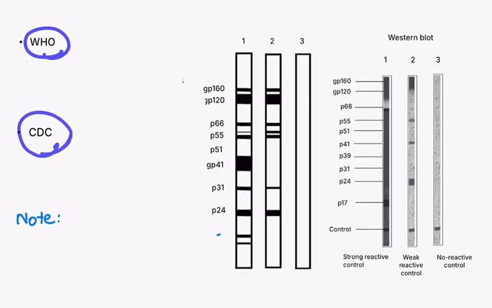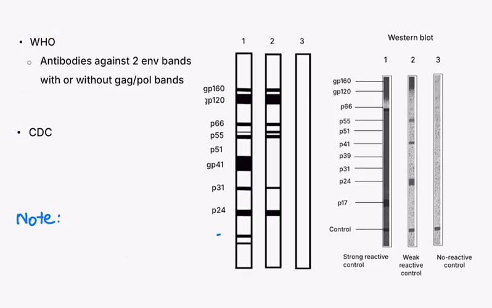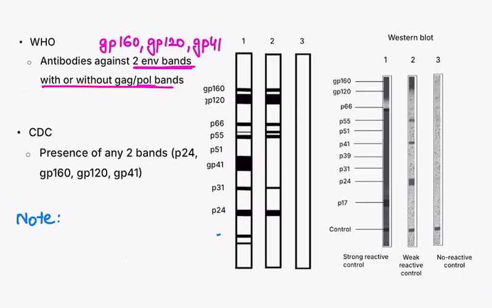Again, there are 2 classifications given by WHO and CDC. WHO says that antibodies against 2 envelope bands. You tell me, what were the envelope bands? The overall number was GP160, and when we split it, it was GP120 and GP41. So out of these 3, they are saying any 2 envelope bands that are present, and after that, if other GAG and POL genes like P6, 7, 17, 24, and then those enzymes, RT, if they are present or not, that is supplementary. But what has to be there are at least 2 envelope bands, and it's positive. CDC pretty much says the same thing. It has taken 4 proteins. It says the same GP160, GP120, and GP41.